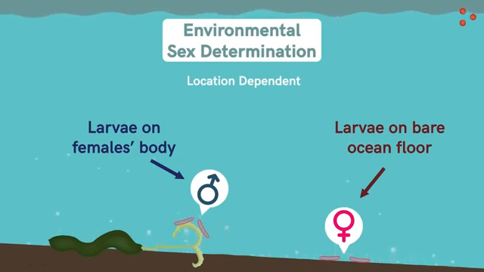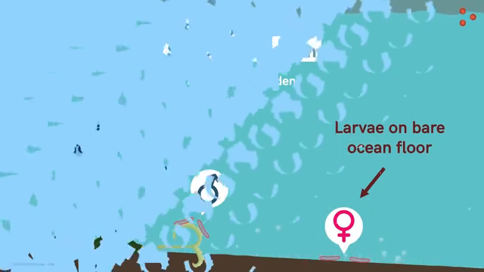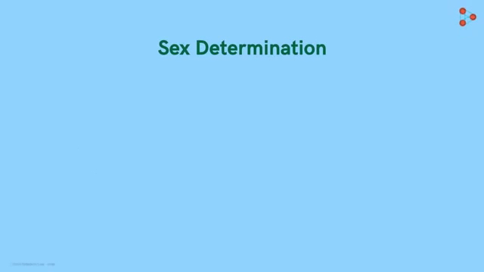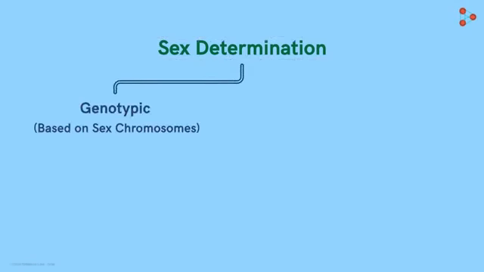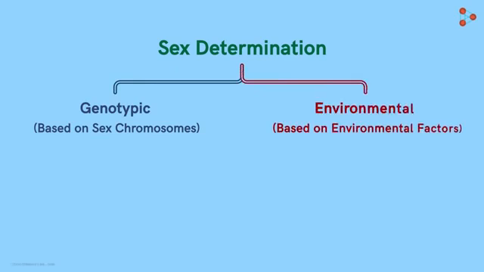Isn't this type of sex determination interesting? To revise in a nutshell, the sex of offsprings in various animals is determined by two major types. One is the genotypic method, and the other is using environmental factors. The genotypic method involves the sex chromosomes that determine the sex of the offsprings. Just like the XX and the XY system in humans, or the ZZ and the ZW system found in birds.